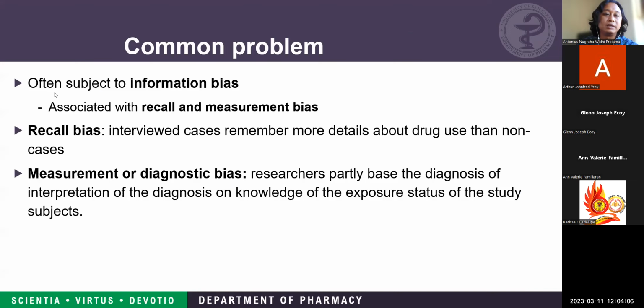So the common problem is that it is often subject to information bias, because it's associated with recall and measurement bias. And the problem with elderly is that sometimes, to investigate this, usually we combine some data collection methods, not only by examining the medical record, but also by interview.